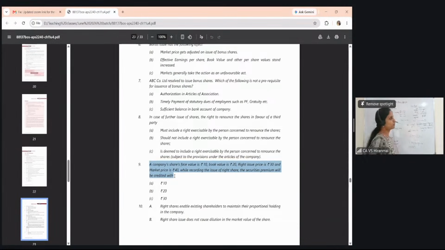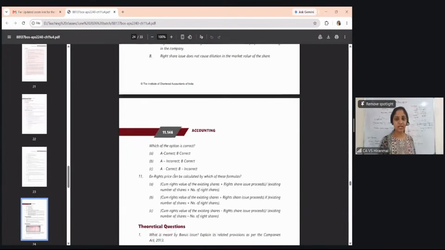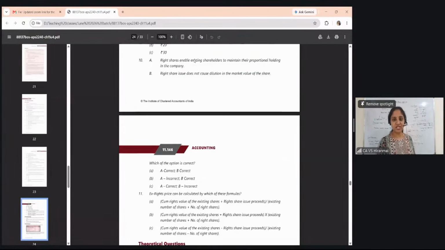Face value, say if you're going to remove that 20 rupees, that is your securities premium. Okay. Then rights shares, tell me which is right, which is wrong. That is your 10th question. Rights shares enable existing shareholders to maintain their proportional holding in the company. Yes, correct. Rights shares do not cause a dilution in the market value of the share. False. A is correct, B is incorrect. So the option is C here.